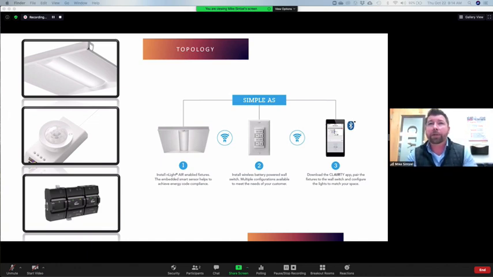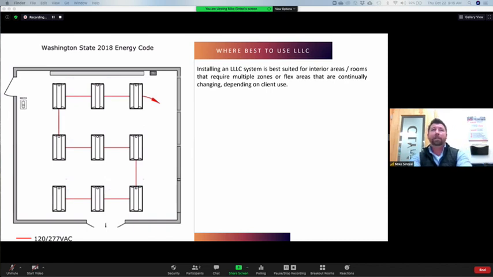In mesh networks, this helps with boosting signal strength, as I described with the 2.4 previously. So each one of these little radio components is a TX RX. So being that you have tons of these in each fixture, signal is boosted and it communicates a lot better. Let's take a deeper dive into where best to use this technology.